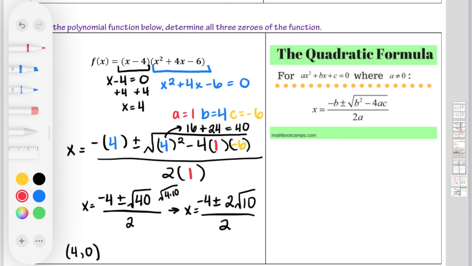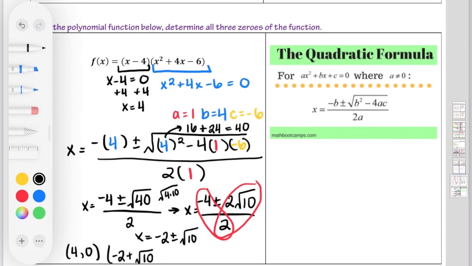Then I can simplify this because I can divide -4 by 2 and 2 by 2 and be left with square root of 10. So I can divide both of these by 2 and get a final answer. x equals -4 divided by 2 gives me -2, plus or minus the 2 square root of 10. The 2 is going to cancel out, and I'm left with square root of 10. So that's a little extra challenge to simplify, but it is good practice. So my other two zeros would be -2 plus square root of 10, comma 0, and -2 minus square root of 10, comma 0.